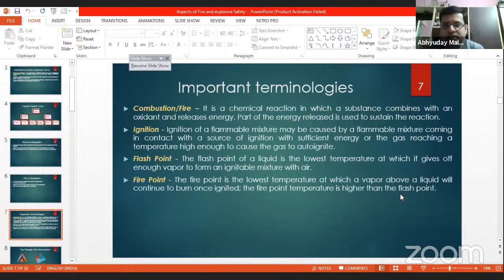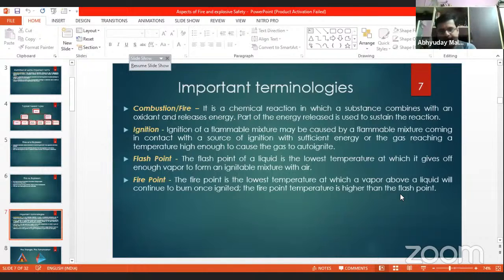The flammable mixture, that is the mixture or component which can catch fire, is termed a flammable mixture or a flammable component. Whenever it comes in contact with a source of ignition, and if there is sufficient energy present, that causes ignition of the flammable component and it catches fire. Also, there can be auto ignition. That means a gaseous component may catch fire on its own, and in general this requires very high temperatures. Whenever some gaseous component reaches a very high temperature, it can catch fire on its own, and this is called auto ignition.